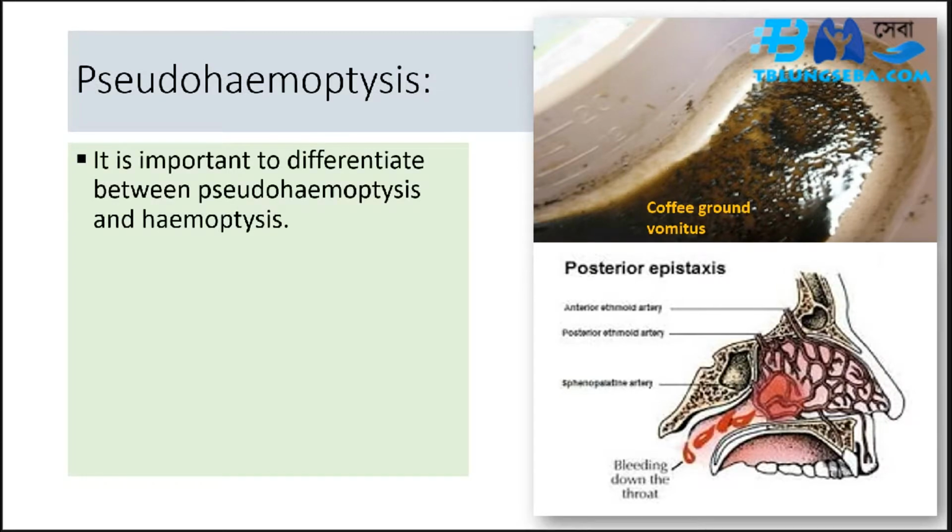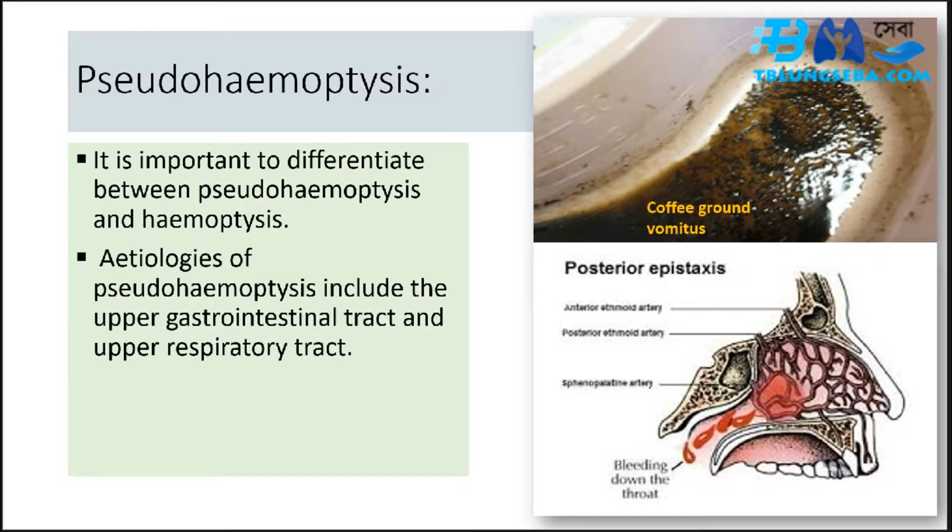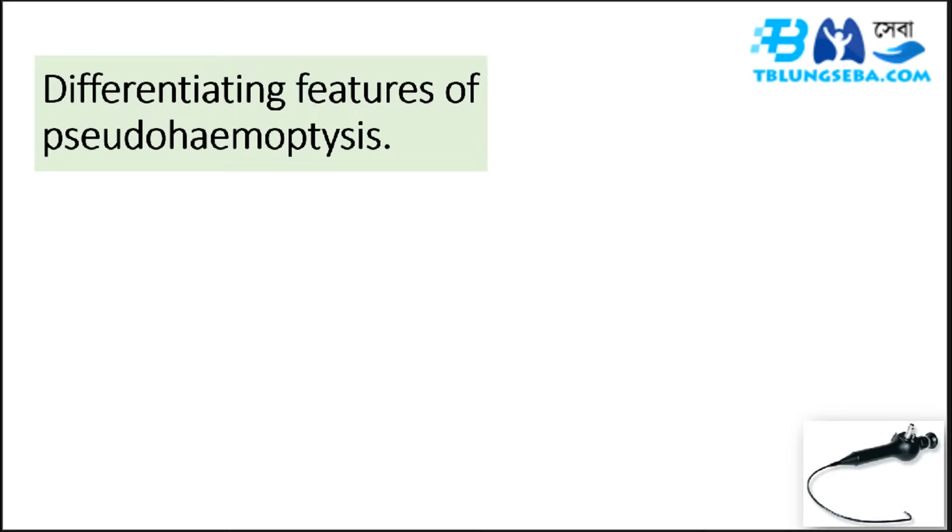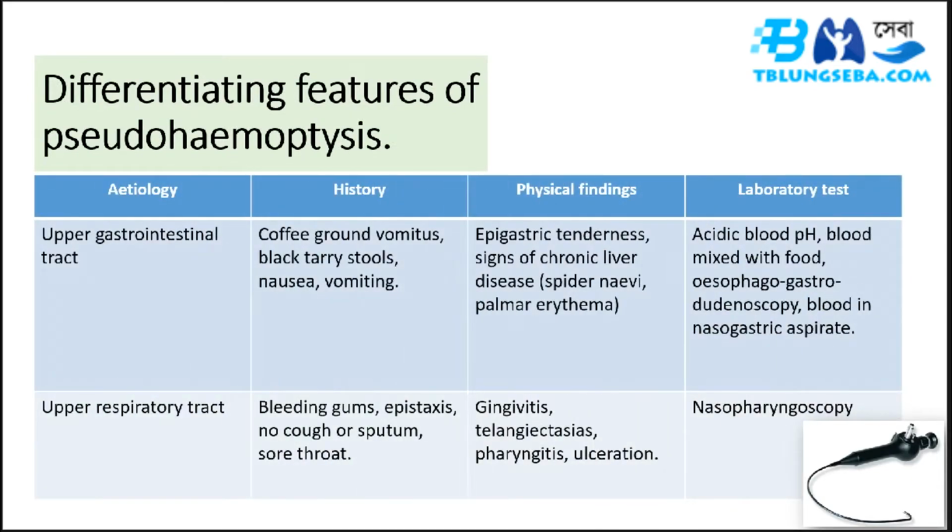Pseudo-hemoptysis. It is important to differentiate between pseudo-hemoptysis and hemoptysis. Etiologies of pseudo-hemoptysis include the upper gastrointestinal tract and upper respiratory tract. Differentiating features of pseudo-hemoptysis: etiology, history, physical findings, laboratory test.